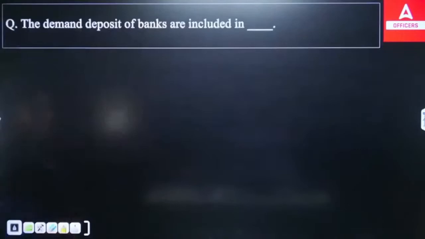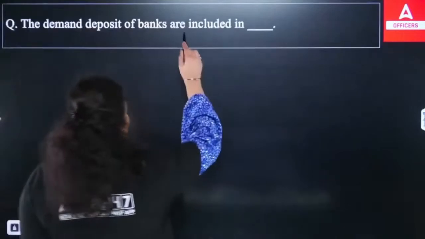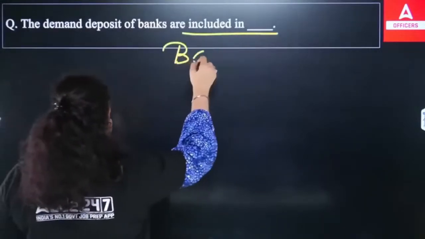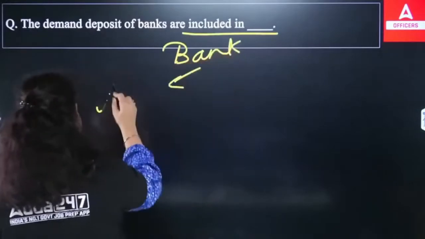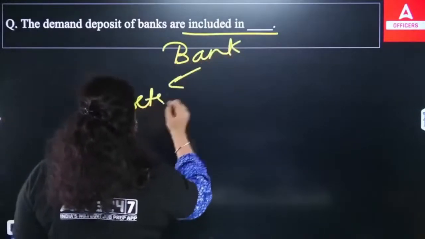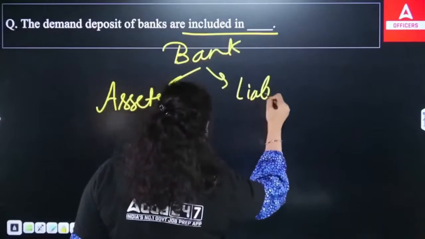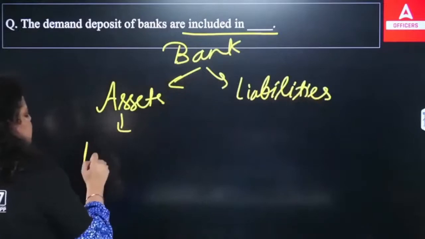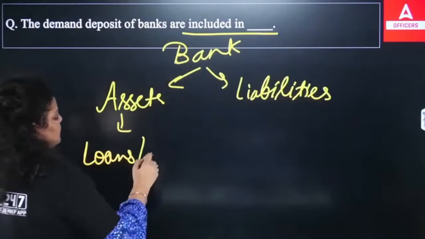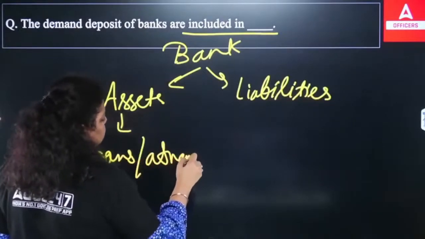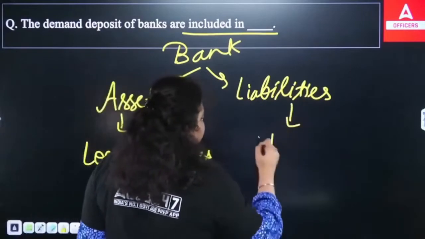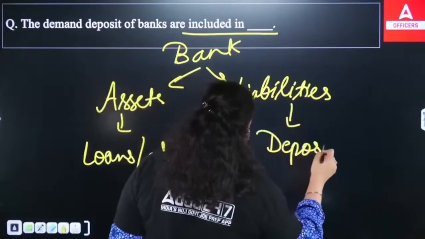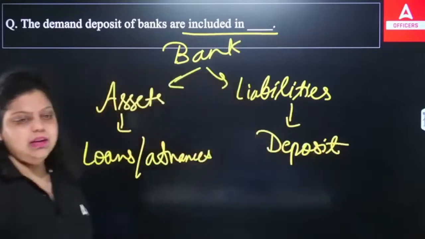Second question we are talking about here: the demand deposits of banks are included in. So if we talk about a bank, it has certain assets. Every business has assets and every business has liabilities, right? The asset of a bank is the loans and advances which the bank provides to its customers. Okay, and what is liability? Liability simply means public deposit. That's the liability.